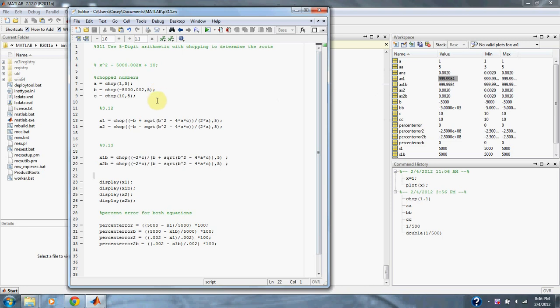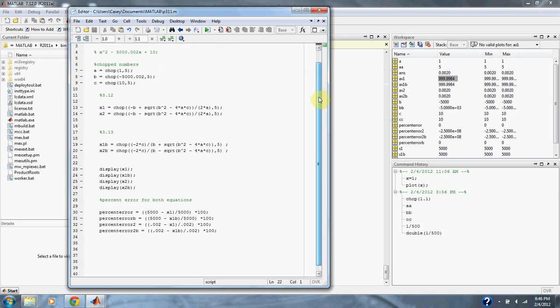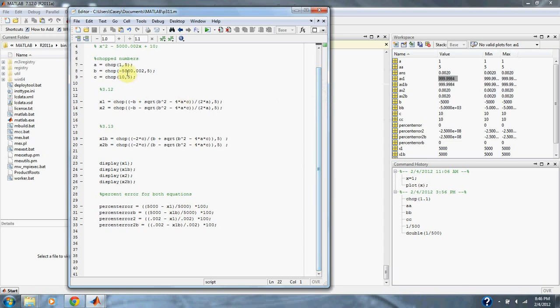Here in MATLAB, we use the chop function to get our numbers down to five digits, to use five-digit arithmetic. And then you just plug those digits into the equations down here, which is your regular quadratic equation in 3.12, and your modified quadratic equation in 3.13, and then we just display our results.